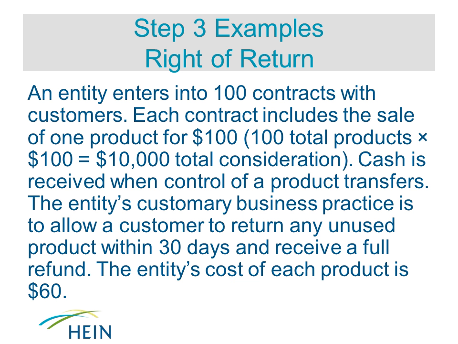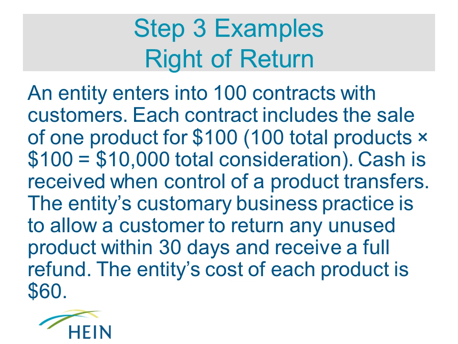Okay, so with that, I think we're going to move into some examples. Step 3. The first one deals with right of return. So in this example, an entity enters into 100 contracts with customers. Each contract includes the sale of one product for $100. So total consideration of $10,000.